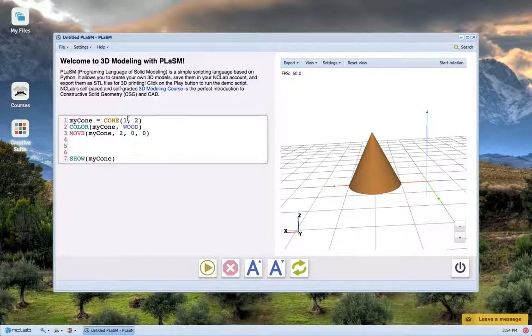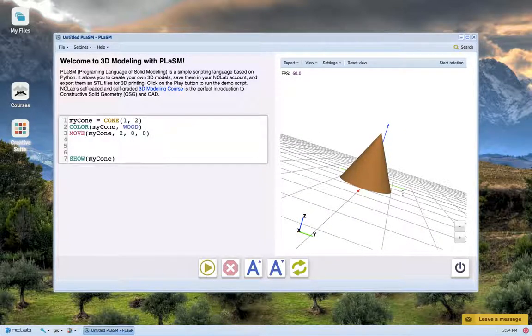Notice the simple code here on the left where I create the cone, my cone, color it wood colored, move it over 2 units, and then display it using the show command. First, let me show you what a rotation on an axis that the object is touching looks like. The cone is touching the x-axis here. So I will give you an example of a rotation around the x-axis.